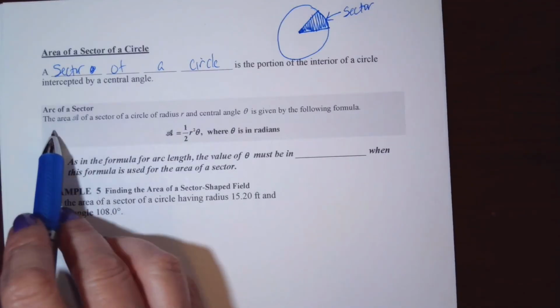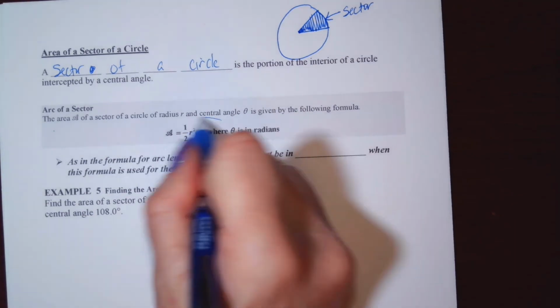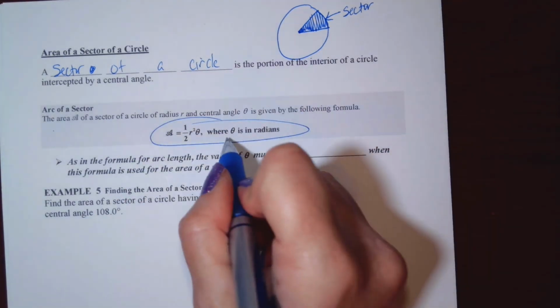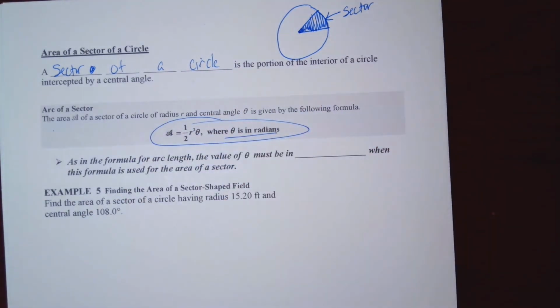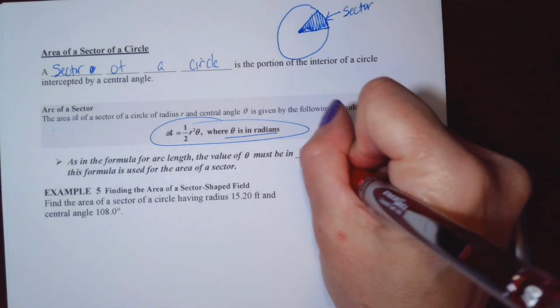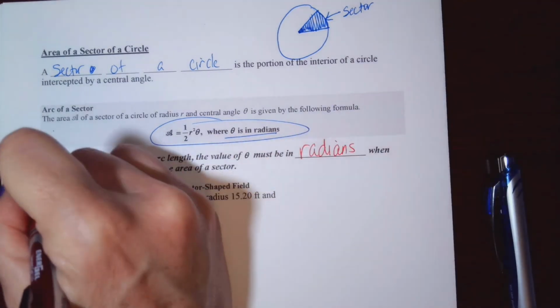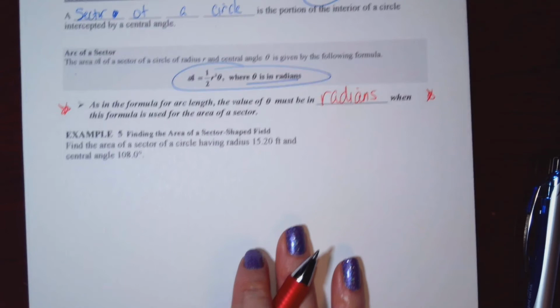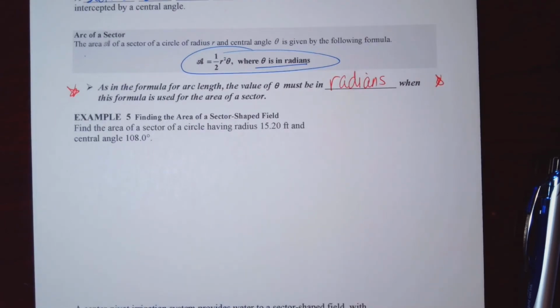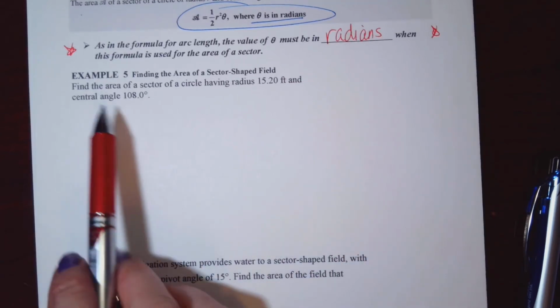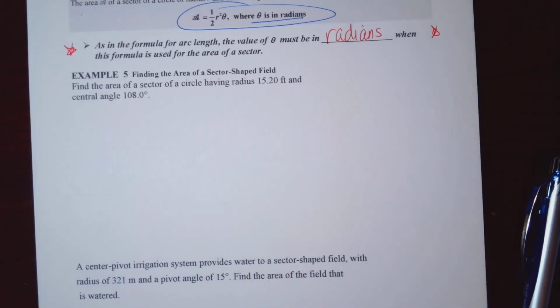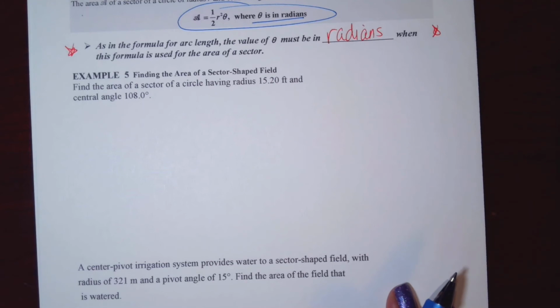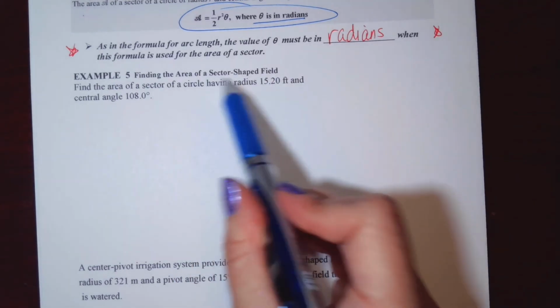The area of a sector of a circle is defined by this formula, as long as you're using theta in radians. And once again, there's a warning that when you're working with this equation, theta must be in radians, or it's not going to work correctly. You're not going to get the right answer. If you work with a value for theta given in degrees, you will not get the right answer to your problem. Okay, application problems. We've got a sector-shaped field, and we want to know the area of this sector-shaped field.